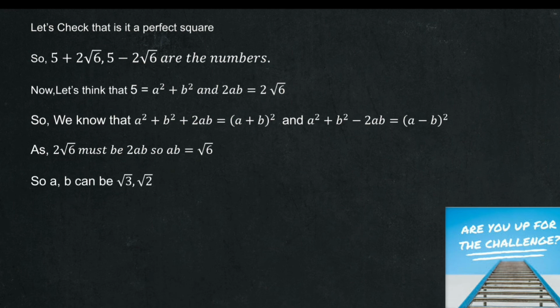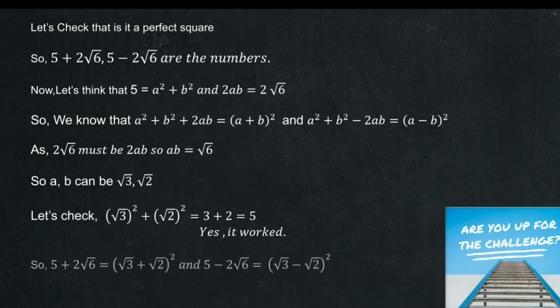Now check. a and b come to be root 3 and root 2, because root 3 into root 2 is root 6, and when we check root 3 square, that is a square, plus root 2 square, that is b square, it equals 3 plus 2, that is 5. So yes, it worked. So 5 plus 2 root 6 equals root 3 plus root 2 whole square, we can say that. I don't think it will help, but still we will note it, since sometimes it may help.